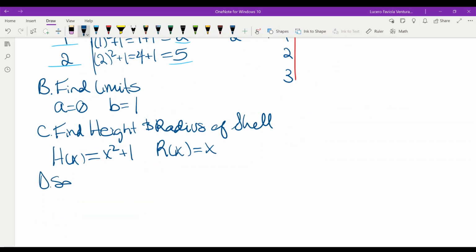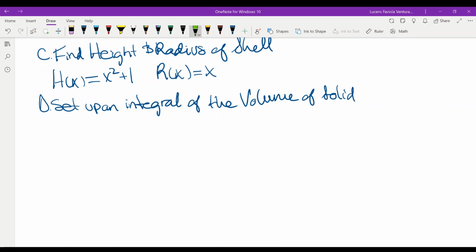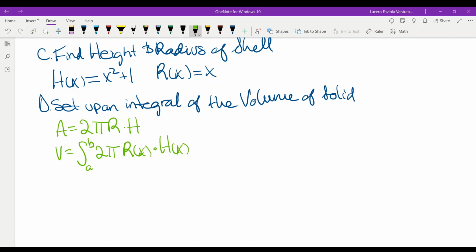Now moving on to part D. Part D is telling us to set up an integral of the volume of the solid. Looking at our graph, we can see that we'll have to use the shell method, so we'll have to set up our equation properly. So A, the area of a cylinder, is A is equal to 2 pi r times h. So writing that in terms of volume, it would be the integral from A to B, 2 pi times r of x times h of x dx, because we're integrating.